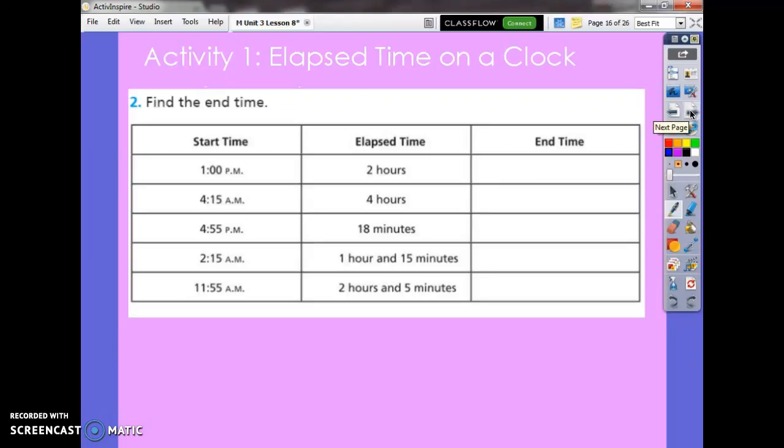On our number 2, we're finding the end time, which is different. When we did our problems for number 1, we knew our start time, and we already knew the end time. But we didn't know the elapsed time. That's what we were figuring out. But now we know the elapsed time. And so when I see elapsed time, that's how much time I'm adding. So above elapsed time, you can write adding. And I'm adding the elapsed time to my starting time.